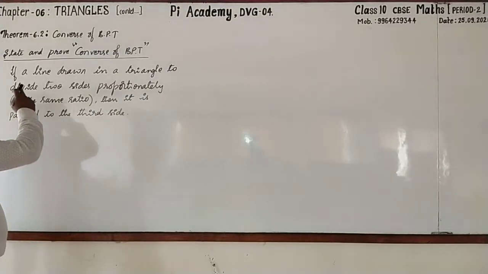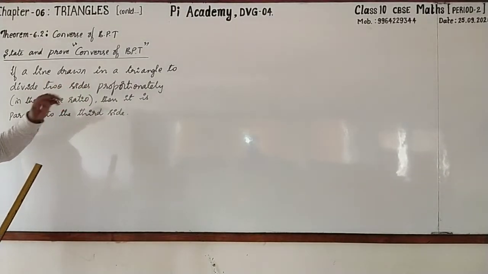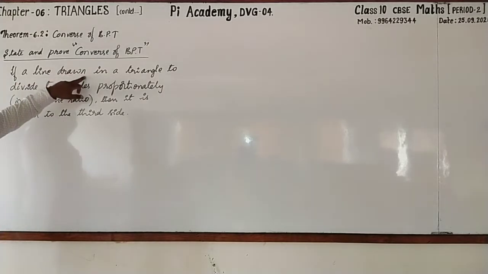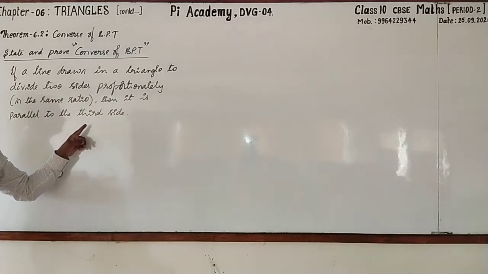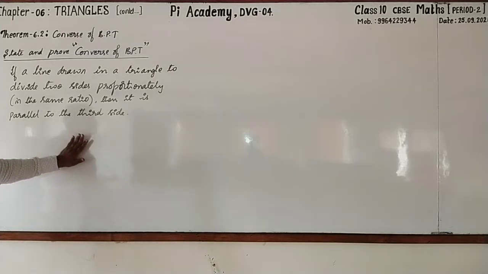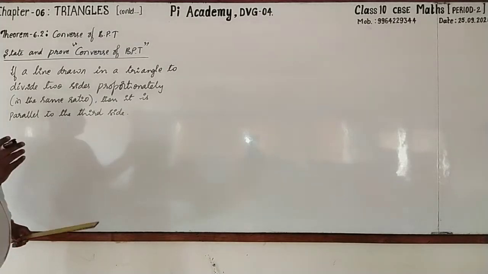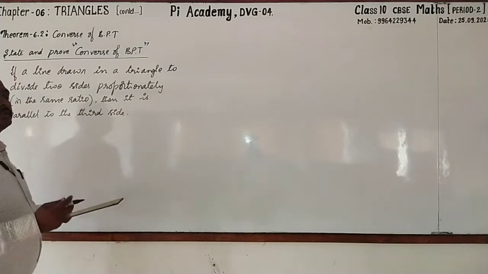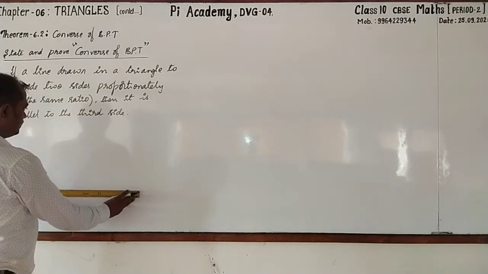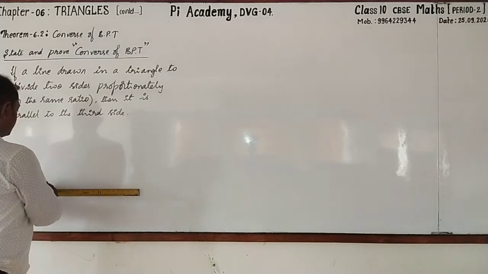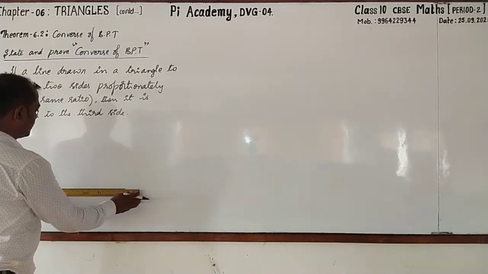Dear students, please go for checking the statement what you have written. If a line is drawn in a triangle to divide two sides proportionately, nothing but in the same ratio, then that line is parallel to the third side. Hope that you have written the same. Now, please take scale and pencil and draw the geometrical figure. Which geometrical figure? You are right, it is a triangle. Draw a triangle.